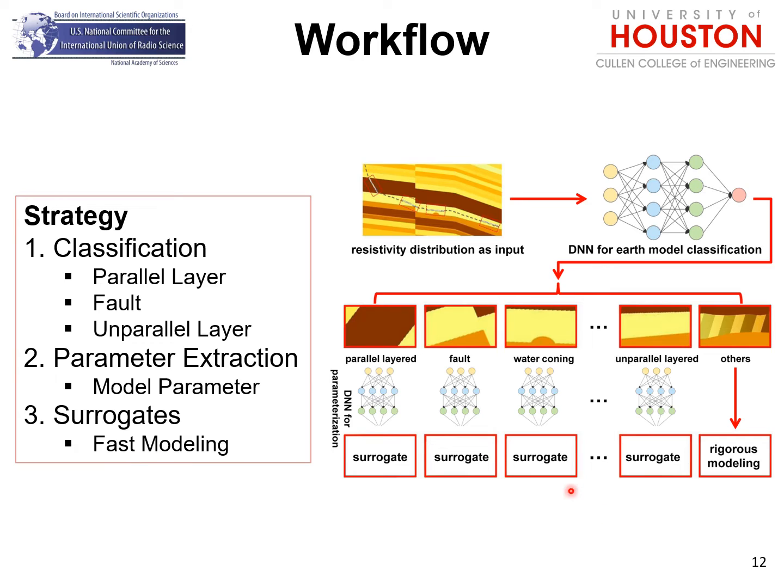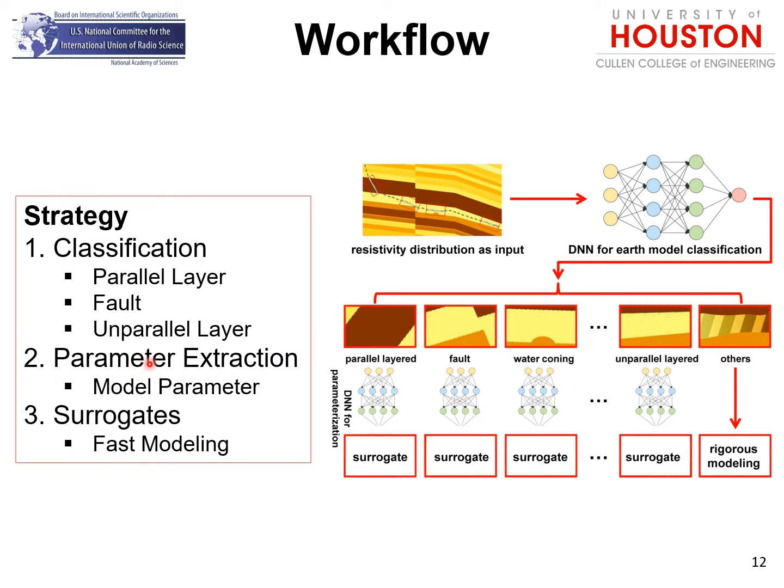So this is the workflow of the fast modeling framework. There are three modules. The first one is a classification. When we have a rough resistivity distribution, we can determine the formation type, such as a parallel layer, fault, or unparalleled layer, using the classification.